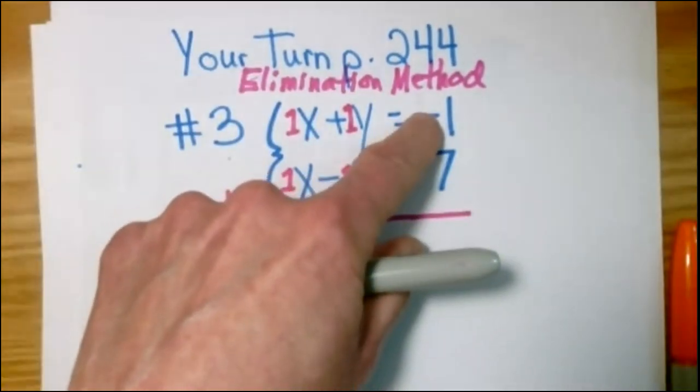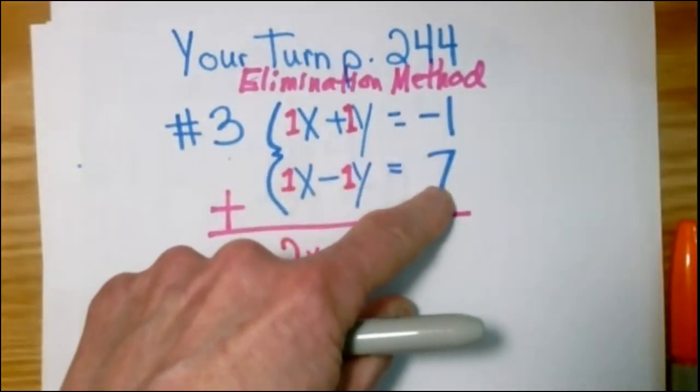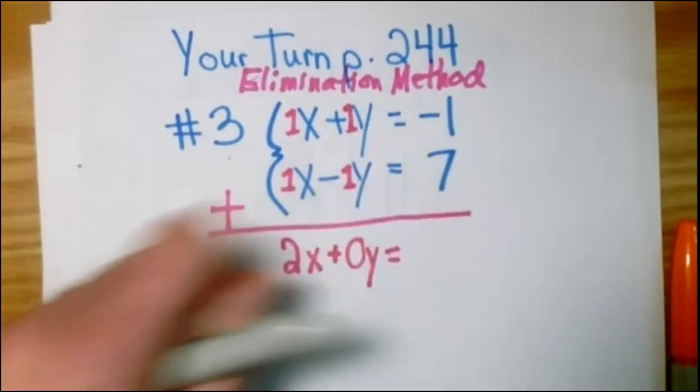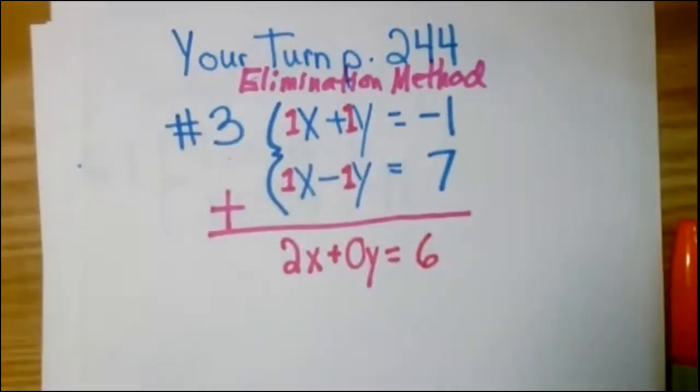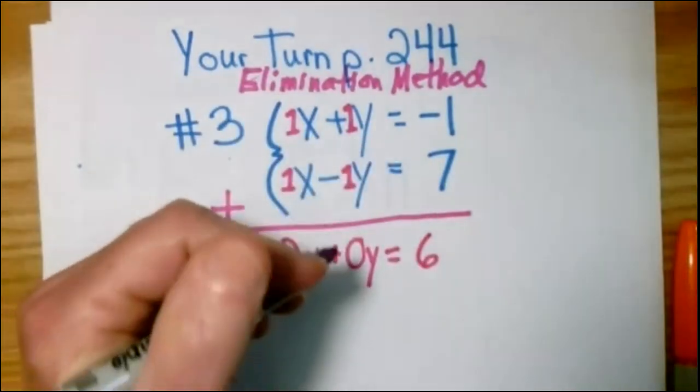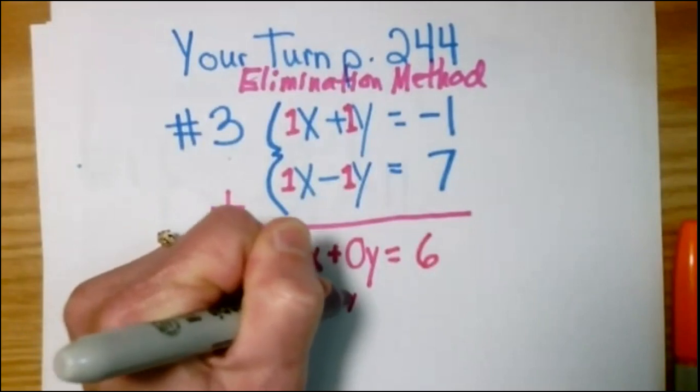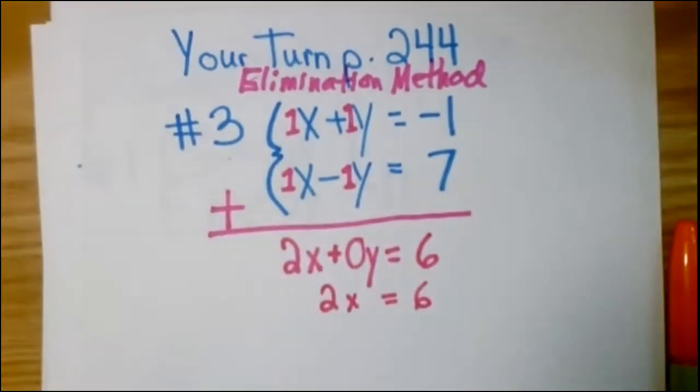You owe me $1. You have $7 in your pocket. You pay me what you owe me. What do you have left? Exactly, you have $6 left, or 6. Then we can drop the 0y, and we're left with 2x equaling 6.